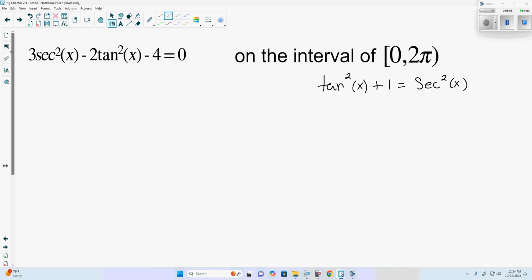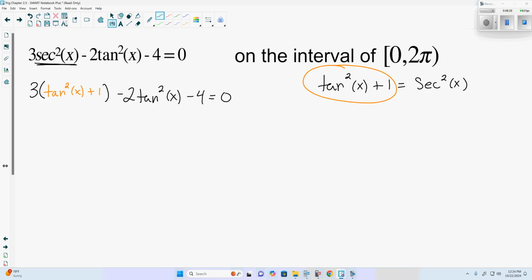Well, we can convert this all to tangent. So our secant squared here, we can replace with our tangent squared plus 1, which will tell us that we have 3 times tangent squared of x plus 1 minus 2 tangent squared of x minus 4. Because we could have replaced the tangent or the secant. We had to pick one or the other, because I either need it all in terms of tangent or all in terms of secant.